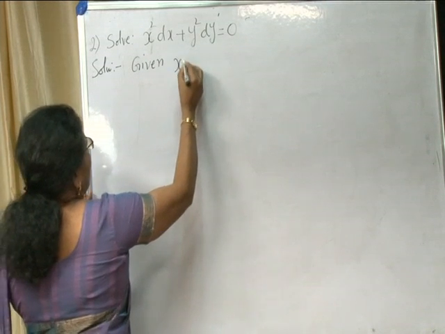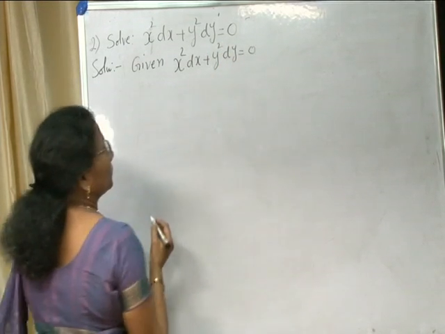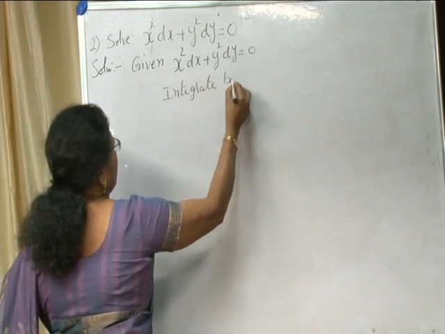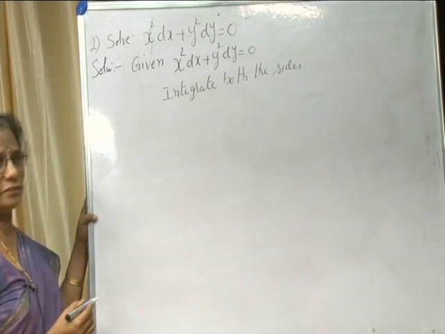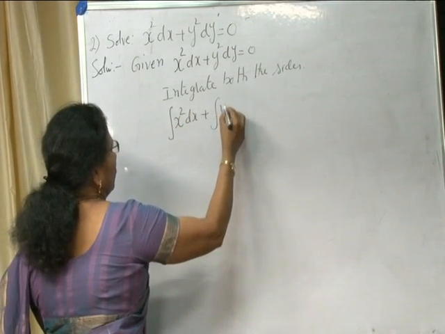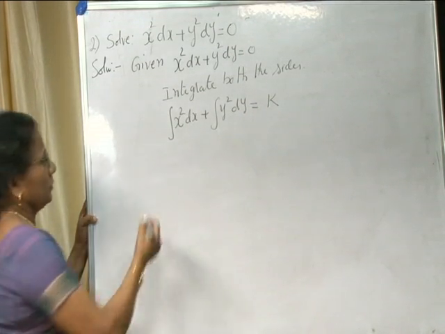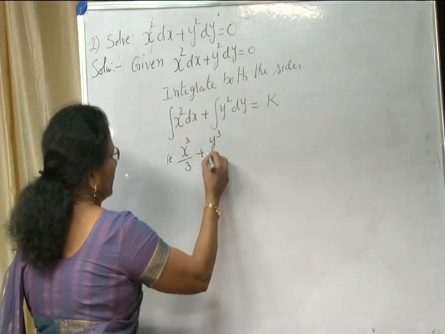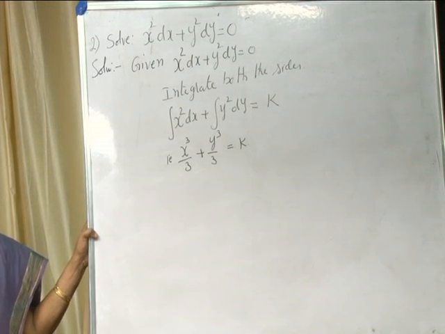Given x squared dx plus y squared dy equal to 0. Integrate both the sides. Integral of x squared dx plus y squared dy is equal to k, where k is the integral constant. That is x cubed by 3 plus y cubed by 3 is equal to k. This is the solution of the given differential equation.